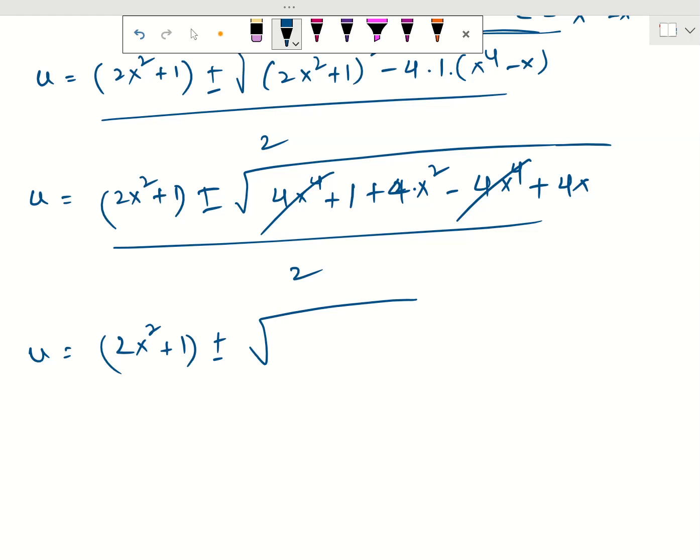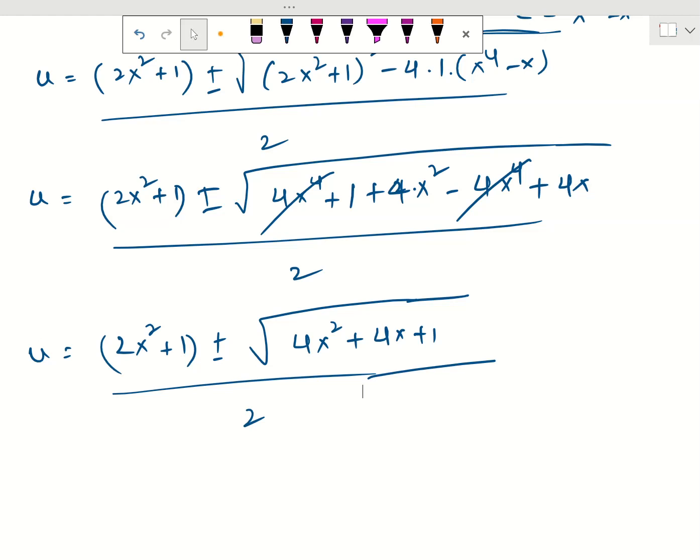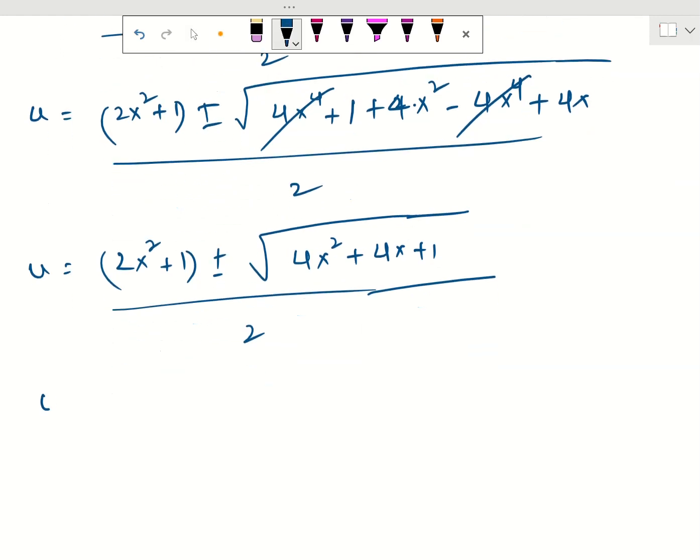So here in the square bracket we'll be having 4x square plus 4x plus 1, right? So dividing by 2. And if we solve this one again, then we'll be having u is equal to 2x square plus 1 plus or minus the square root of, we can write this equation in the form of 2x plus 1 whole square. So if we solve this 2x plus 1 whole square, then these values will be obtained, right?